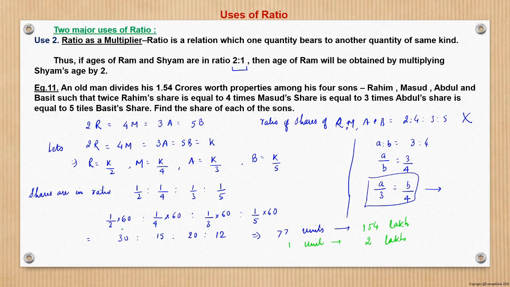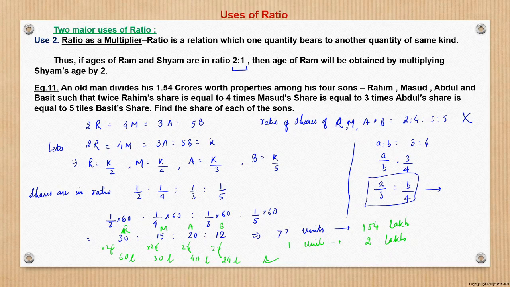Here, this is R, M, A, and B. So Rahim is 30 units. 30 into 2 is 60 lakhs. 15 into 2 is 30 lakhs. 20 into 2 is 40 lakhs. And 12 into 2 is 24 lakhs. So this is the share of each individual son. This way we calculate the answer to a given question.